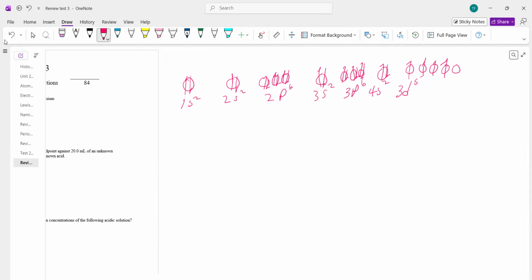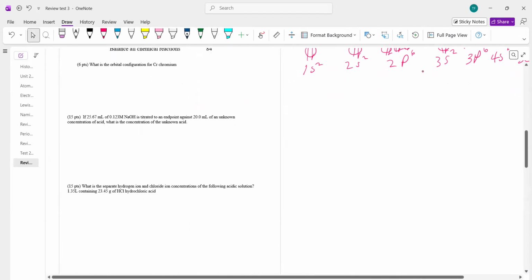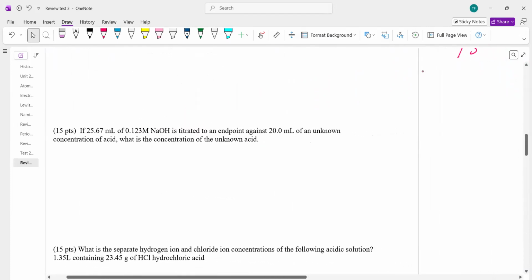Now, chromium and copper are special cases. In your next chemistry class you're going to go into detail on why they are special cases. But for us, that's the electronic configuration for chromium. Okay.